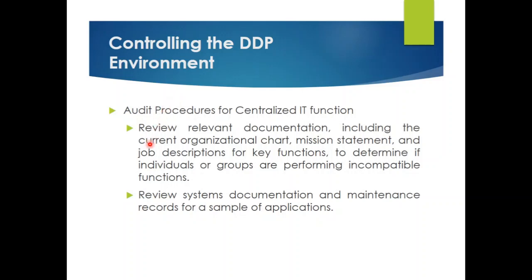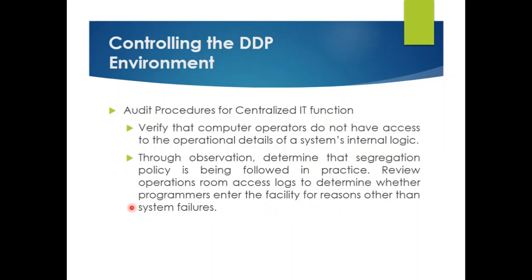First, there should be a review of relevant documentation, including the current organizational chart, mission statement, and job descriptions for key functions, to determine if individuals or groups are performing incompatible functions, and the like. Review systems documentation and maintenance for a sample of applications. So these are examples of how you can audit procedures you have for a centralized IT function.